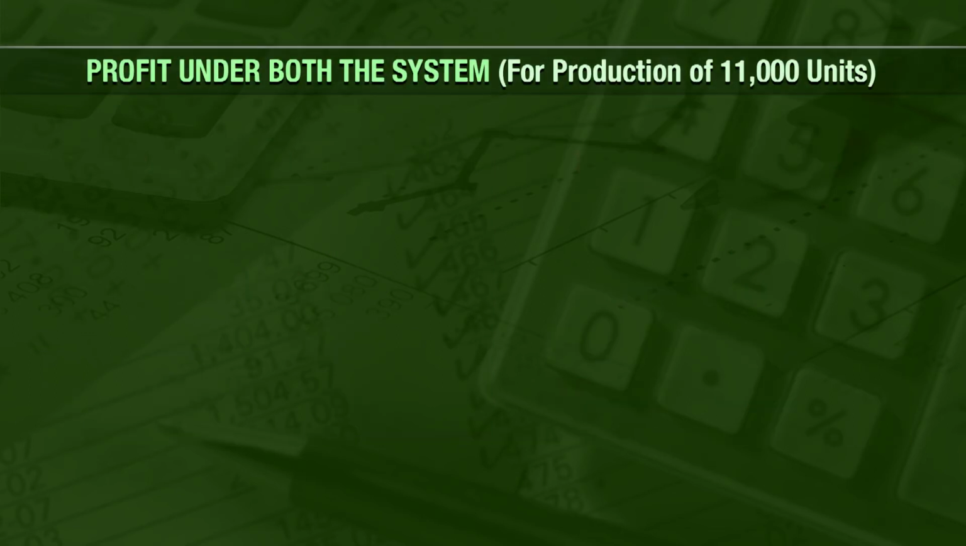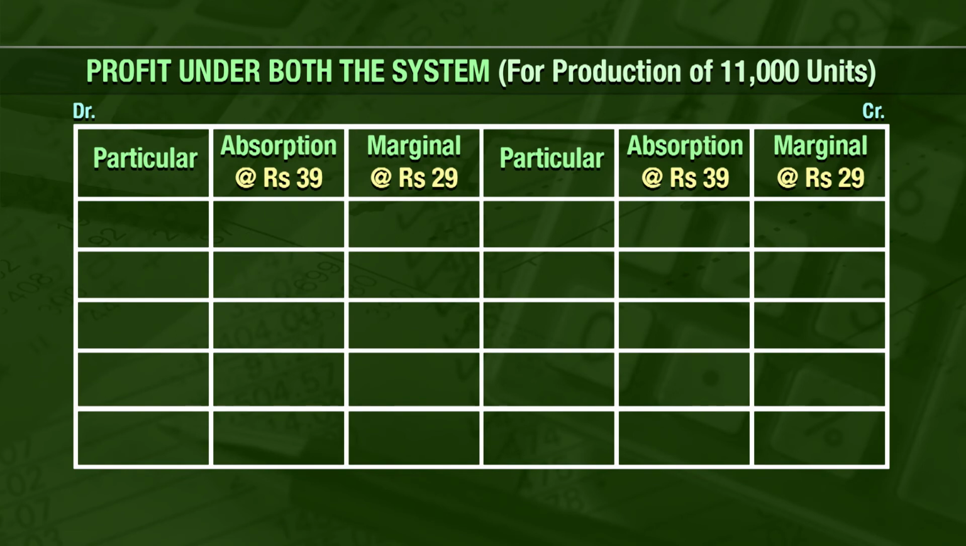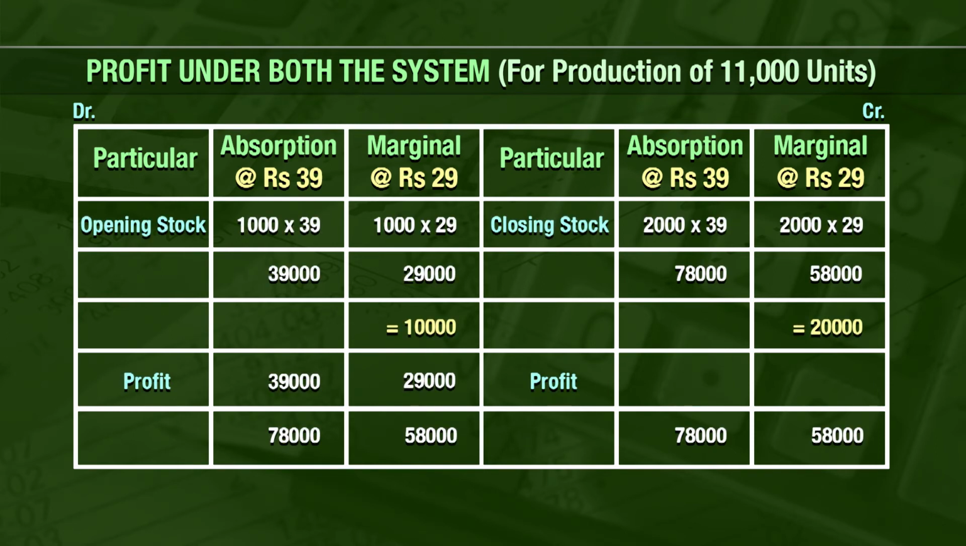Profit under both the systems when production is of 11,000 units. This information is presented in the form of account, and both the systems are shown at the debit side and credit side. At the debit side, as per the norms of financial accounting, we have disclosed opening stock, and at the credit side we have disclosed closing stock.